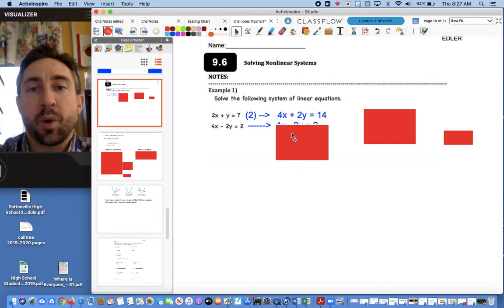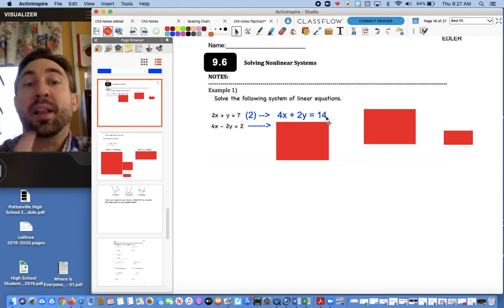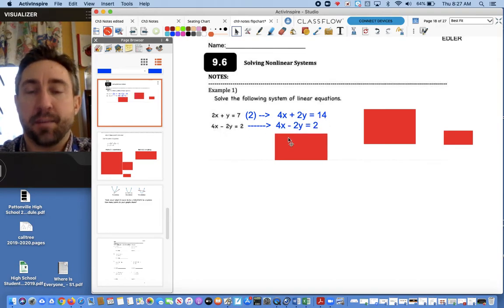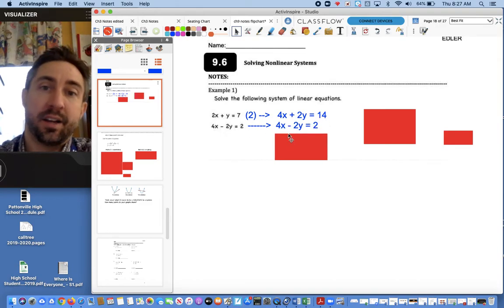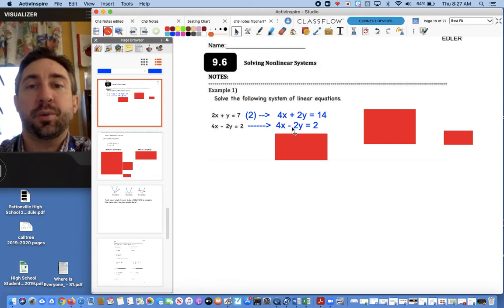So if you notice, when I multiply everything in the top equation by 2, you'll get 4x plus 2y, and 2 times 7 is 14. So I changed it a little bit, but I'm allowed to do that because I multiplied everything. The bottom equation I'm going to keep the same. Now you can see why I did that. The x's here don't cancel or eliminate, but the y's do. I have a positive 2 and a negative 2.